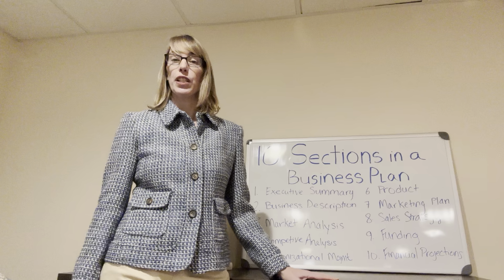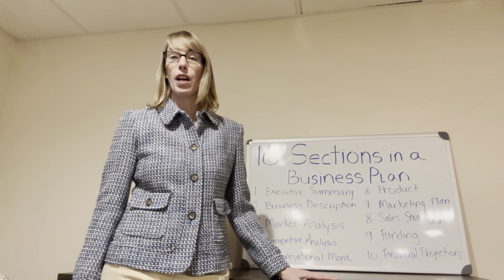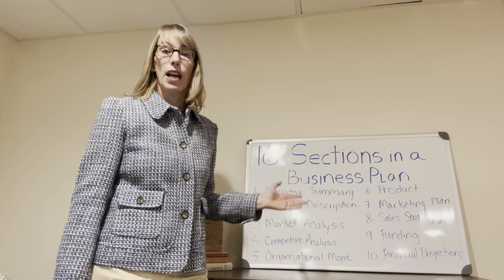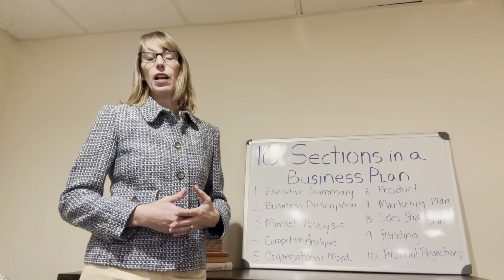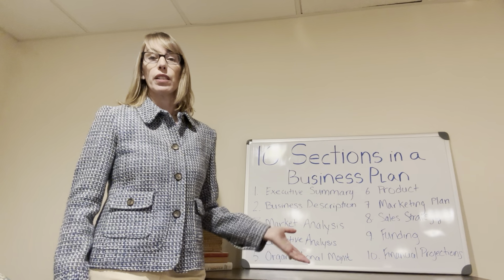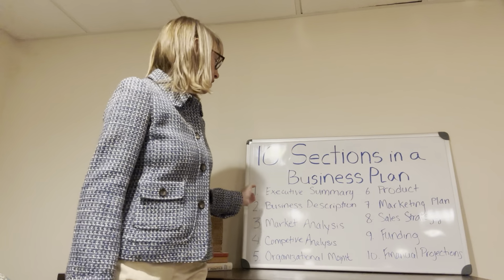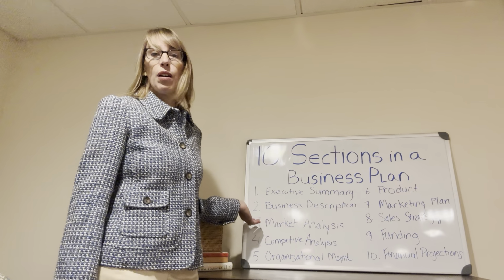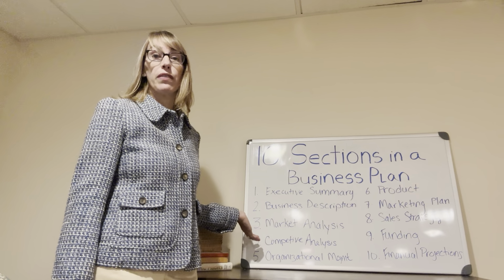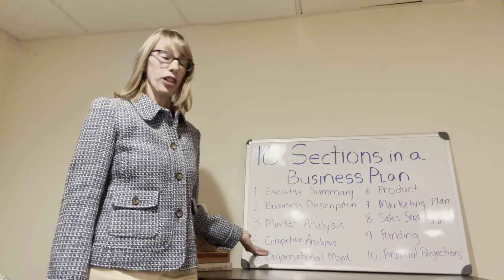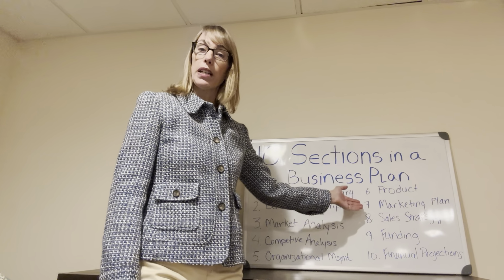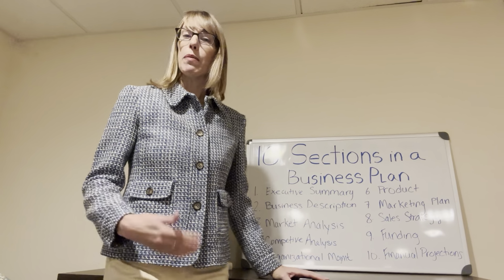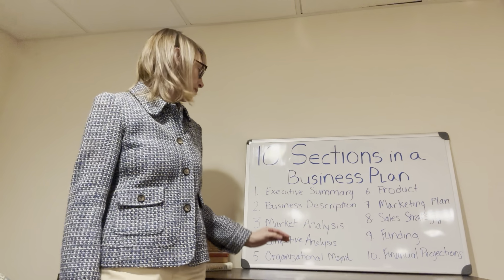Day 7 is out of 30 days of how to start a business. Today, we're going to focus on how to write a business plan. Specifically, today are the 10 sections of a business plan. I will discuss these 10 sections and then I will have a video for each of the sections being posted later on. So the 10 sections are executive summary, company description, market analysis, competitive analysis, organizational structure, product, marketing plan, sales strategy, funding, and financial projections. So let me talk a little bit more about them before we go on.